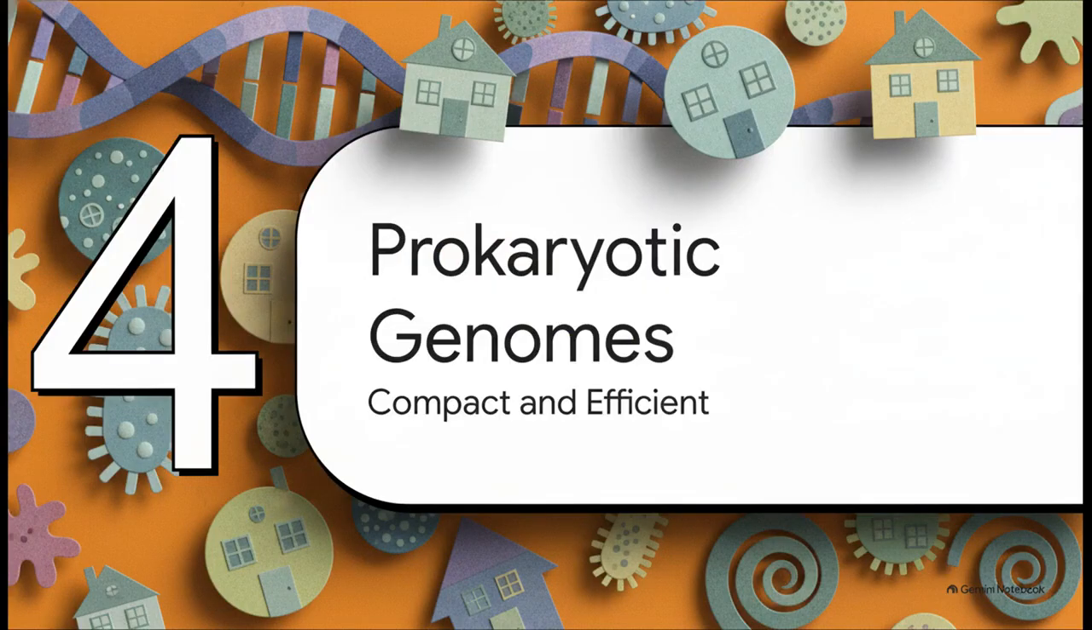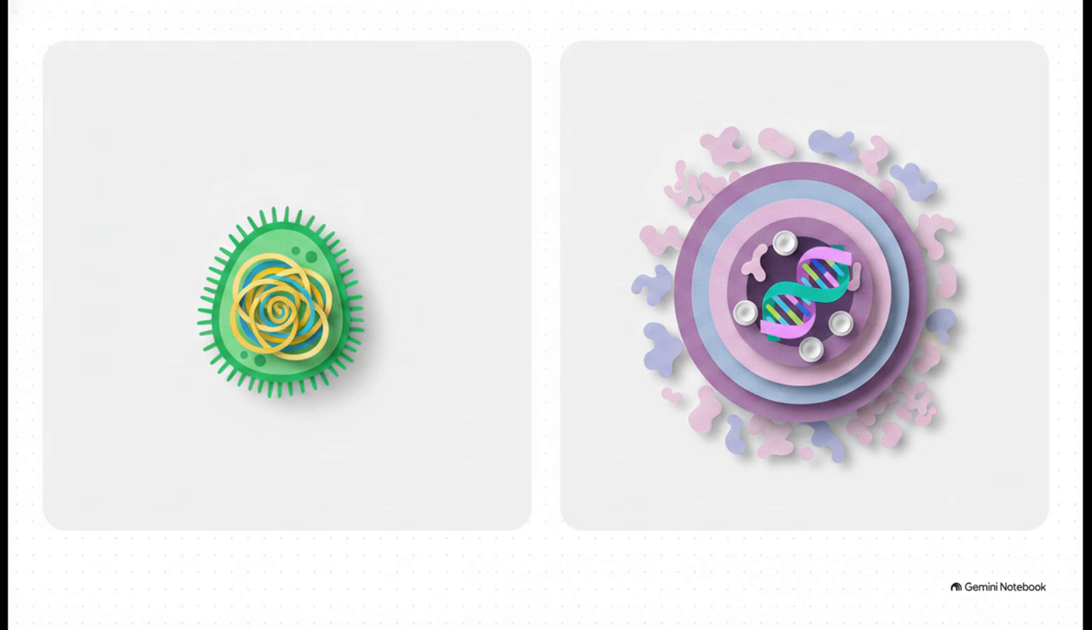Let's find out in Section 4, Prokaryotic Genome Packaging. We'll start with the ultimate minimalists of the cellular world, bacteria. If our eukaryotic cells are sprawling, cluttered mansions, prokaryotes are ultra-efficient, tiny homes. Bacteria don't bother with a membrane-bound nucleus. They just pack their circular DNA into a dense little region called the nucleoid.